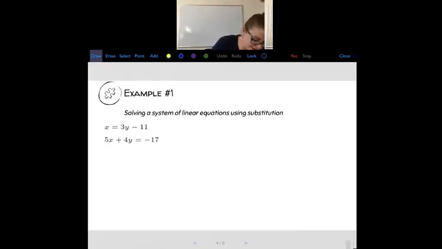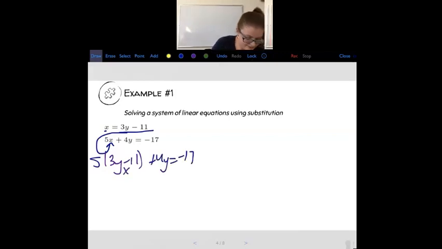Our first line is solved for the variable x. Since x is 3y minus 11, we can take that and substitute it in for the x in the second equation. So here's what that looks like. We have 5 times (3y minus 11), noting that this was x but x is 3y minus 11, plus 4y equals negative 17.